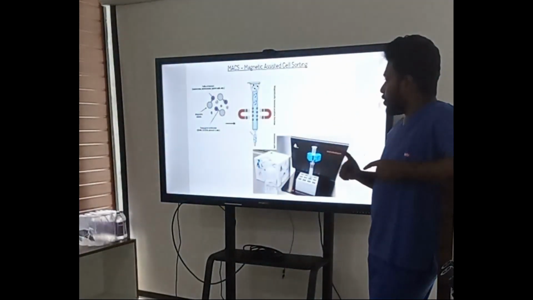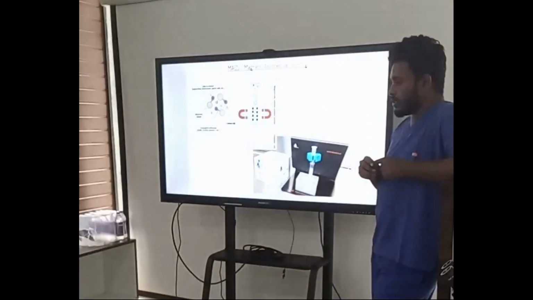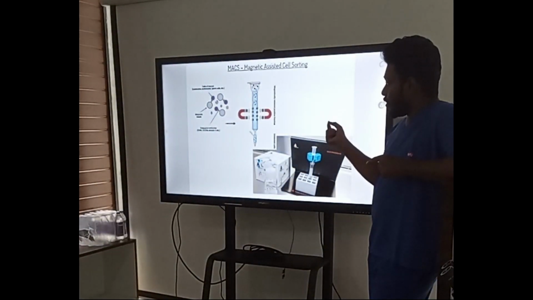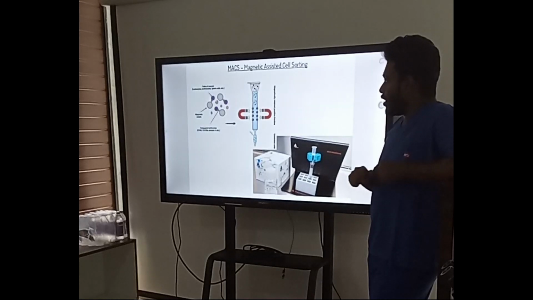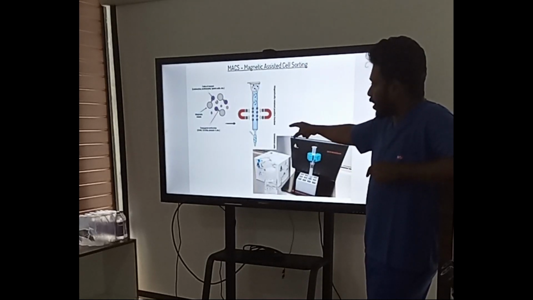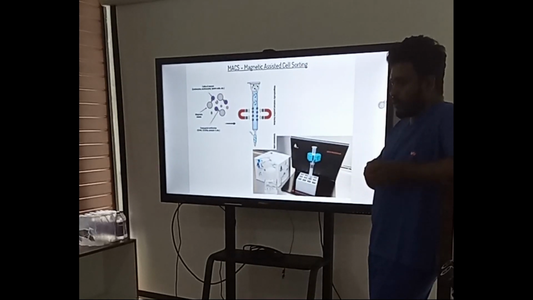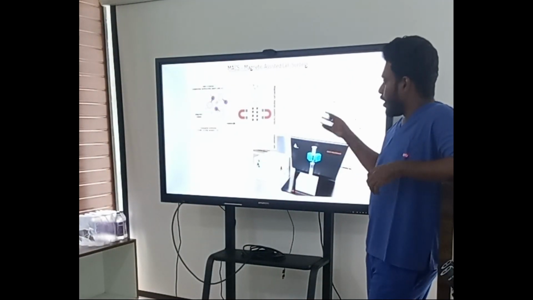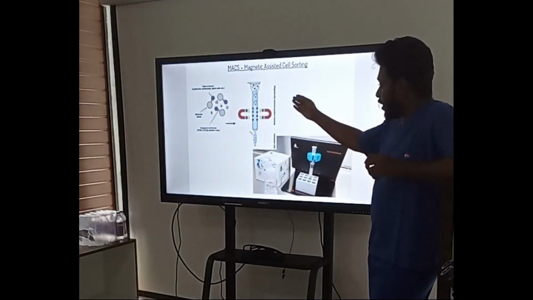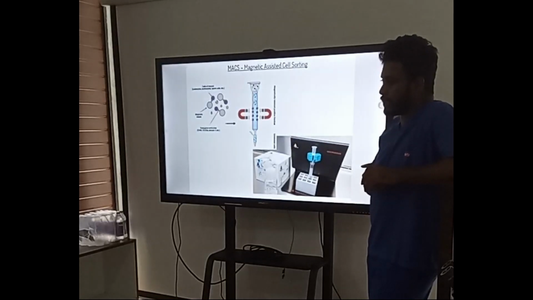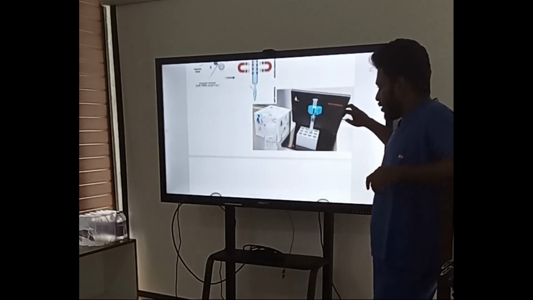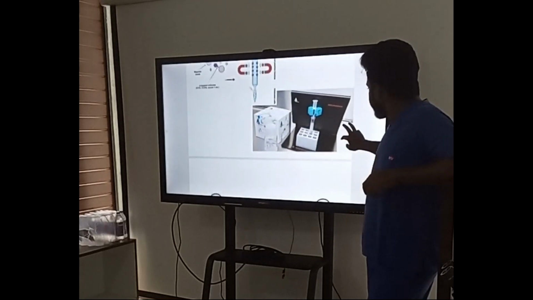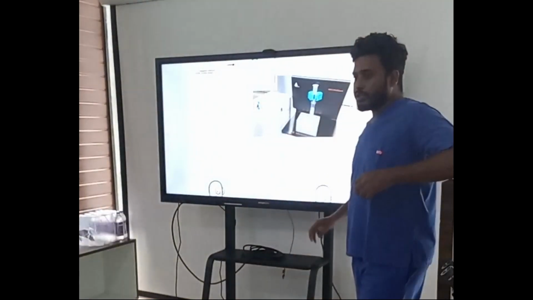Whatever sperm is exhibiting phosphatidylserine, these beads with conjugated antibodies will go and bind to those sperm, and when you elute through a magnetic field, all those which are bound with the antibodies will be trapped on either side of the wall, and only those not attached will be eluted, and that will be used for ICSI. So it is a little costly but worth it. That's it. Any questions?